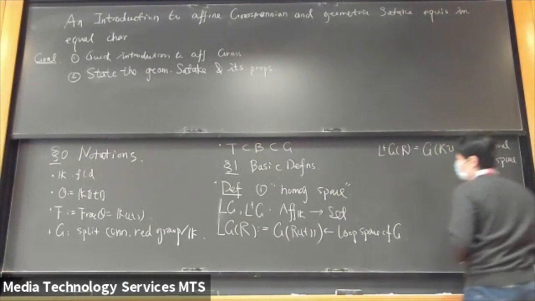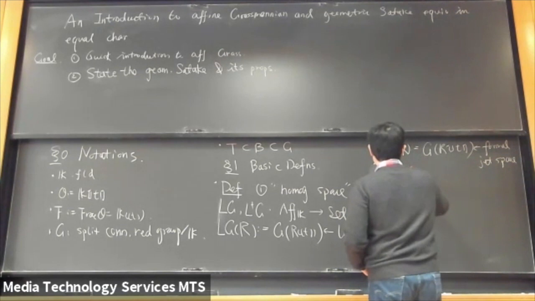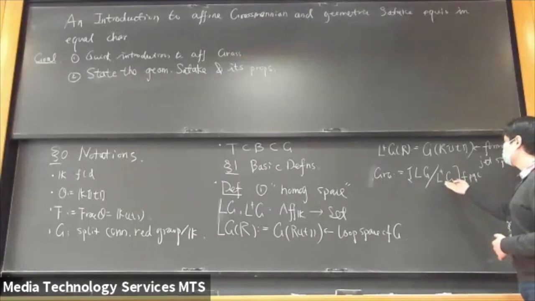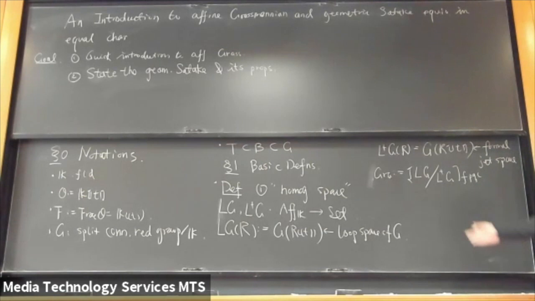Then the affine Grassmannian for G is defined to be the fpqc quotient of LG by L^+G. From this definition, we see that we have an L^+G action on the Grassmannian just by multiplication. Okay, so this is the first definition.